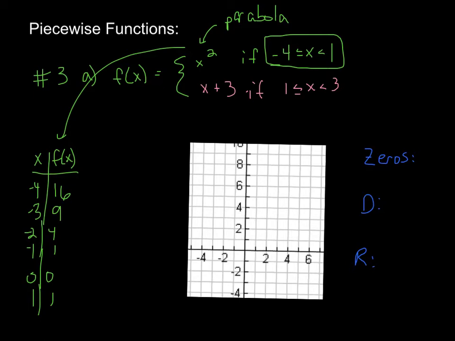0, 0. Negative 1, 1. Negative 2, 4. Negative 3, 9. Negative 4, 16. It's going to be somewhere up here. And notice, guys, it says include negative 4, but exclude 1. You know what that means? The 1, 1, you need an open circle.